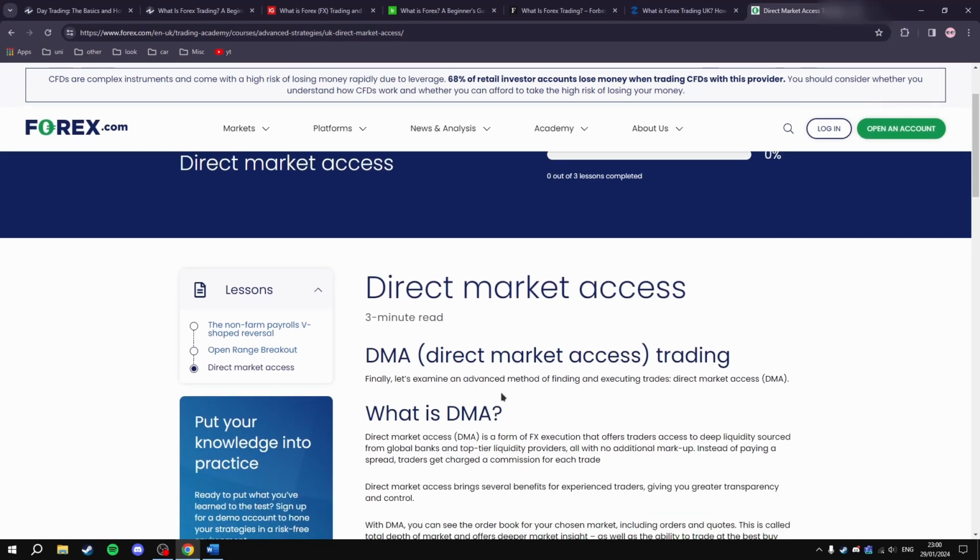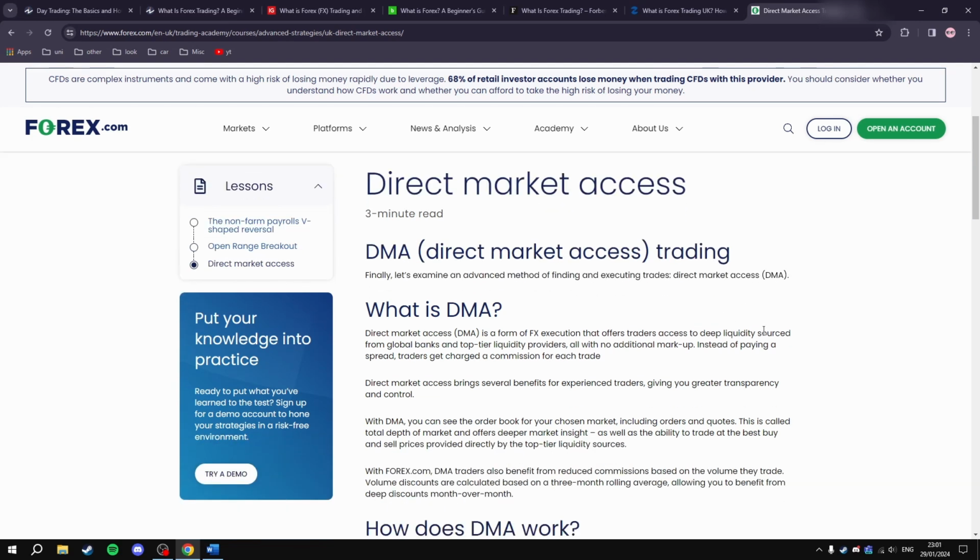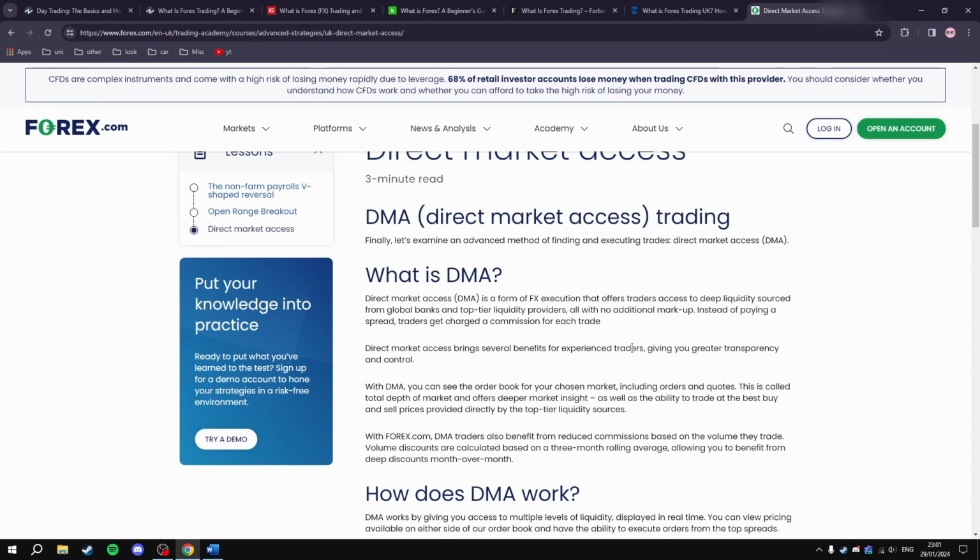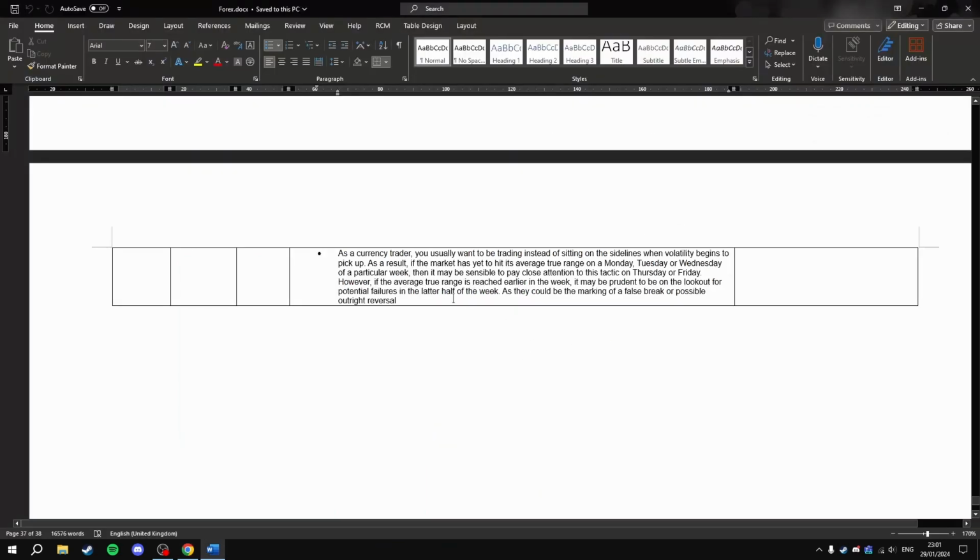DMA trading. Finally, let's examine an advanced method of finding and executing trades. Direct market access. What is direct market access? Direct market access is a form of Forex execution that offers traders access to deep liquidity sourced from global banks and top-tier liquidity providers, all with no additional markup.